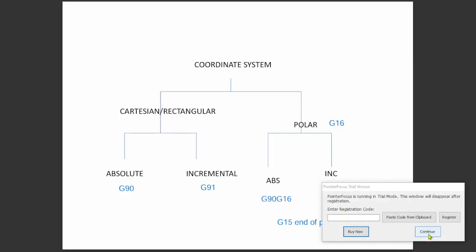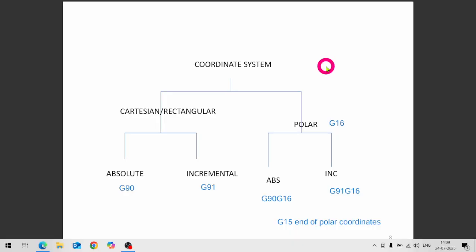Today I am going to explain the coordinate system used in CNC. Actually, this coordinate system is of two types: Cartesian, or rectangular, and polar. In the rectangular coordinate system it is again subdivided into absolute and incremental. Similarly, in polar also, it is subdivided into absolute coordinate system and incremental coordinate system.